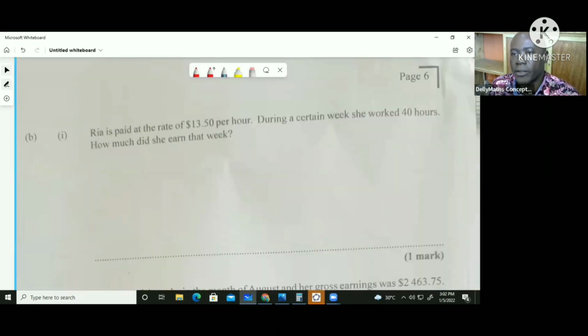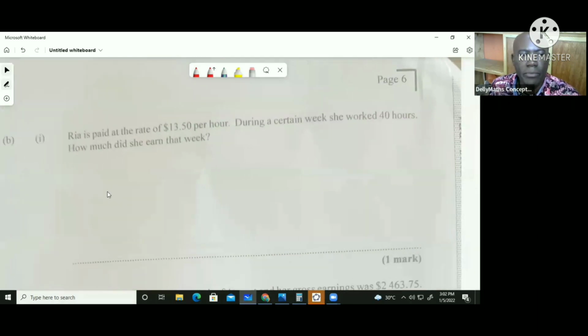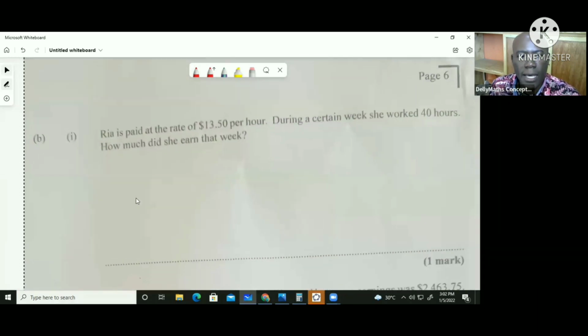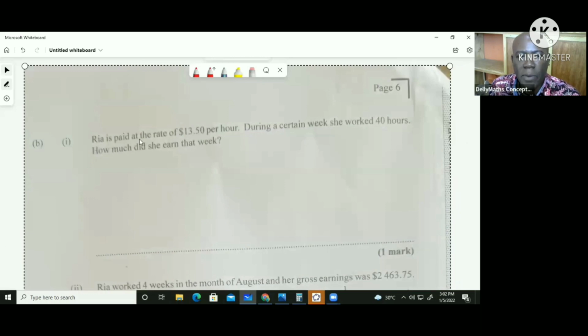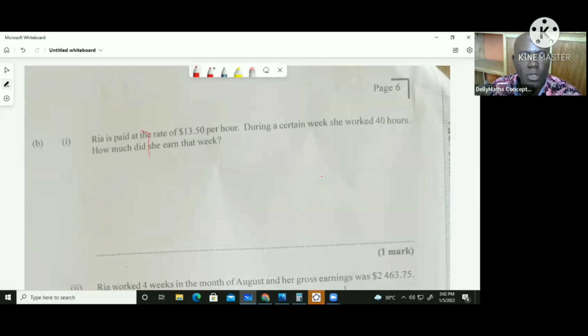So here's another question, and it reads as follows. It says Rhea is paid at a rate of $13.50 per hour. During a certain week, she worked 40 hours. So we want to know how much she earned that week. Key information, as we could see. Let us highlight that key information. 1, she's working at a rate of $13.50 per hour, and she worked for 40 hours.